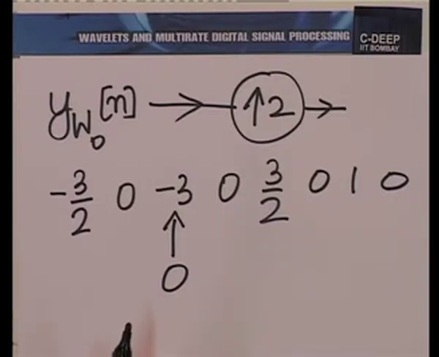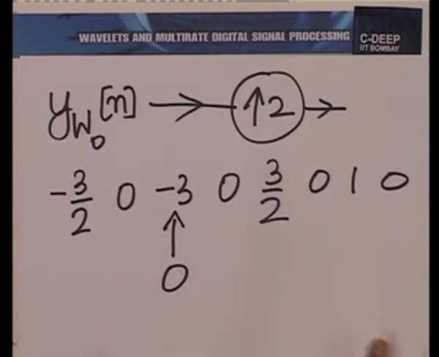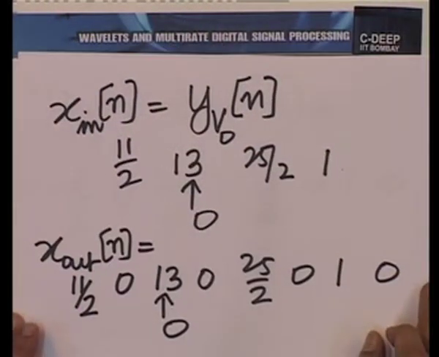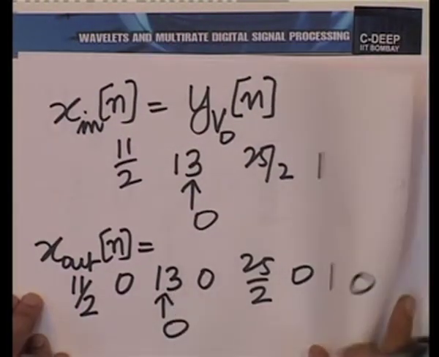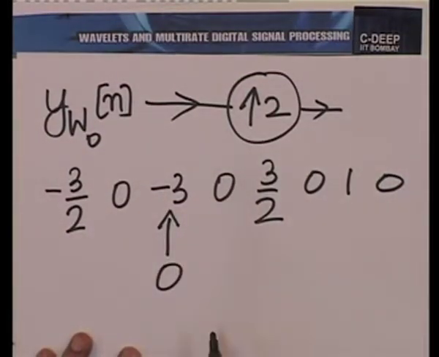So, now we are in good shape. You see, what we now need to do, if we think about it, is reconstruct y of n from these two. And for example, let us look at these two upsampled sequences. So, this is the upsampled sequence corresponding to V 0, and this is the upsampled sequence corresponding to W 0.